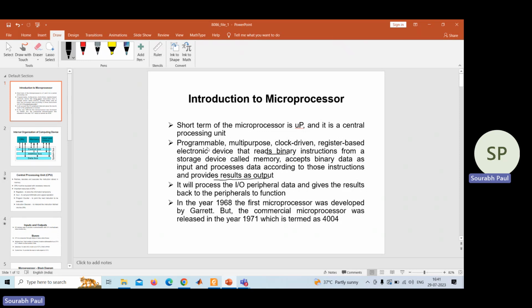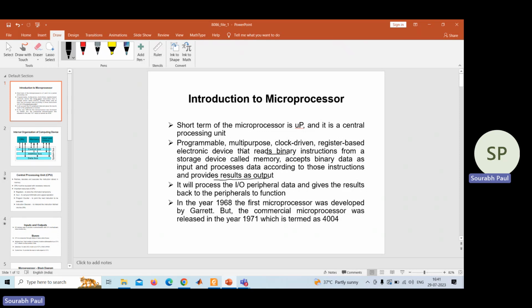Microprocessor is programmable. So, programmable means, try to understand each of the terms. Programmable means the programmer can write the program and it can store inside the microprocessor and it can execute that program. Okay, so that's why it is written as programmable. Then the next term is multi-purpose. So multi-purpose means this microprocessor will be used for doing many operations.